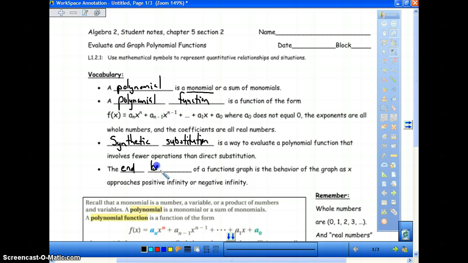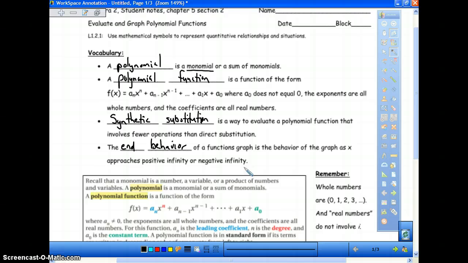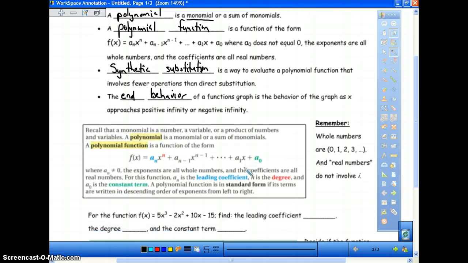And the last thing we're going to talk about is end behavior. This is going to be a new concept for you, but it's a very important concept, especially moving on to calculus. An end behavior is basically just describing what the behavior of a graph is as you approach positive infinity on the x-axis or negative infinity. So let's just get to this. We're going to go through these one at a time.